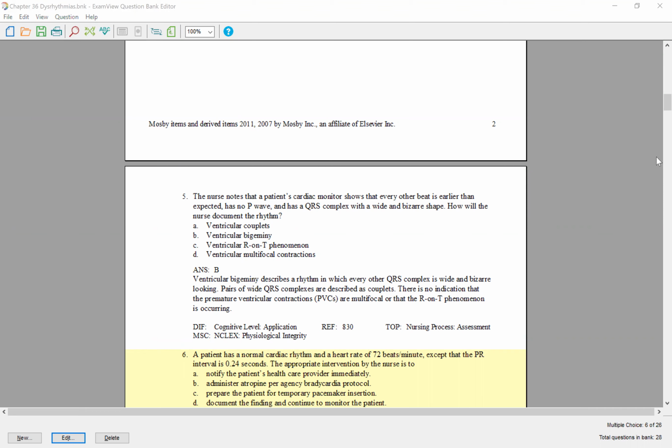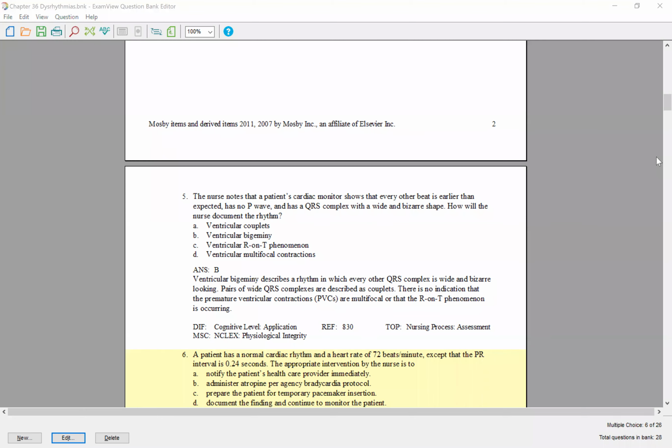Two meters per minute, except the PR interval is 24. Intervention by nurses to the 72, 24 seconds. Hold, measuring increases heart rate. I want to say A.